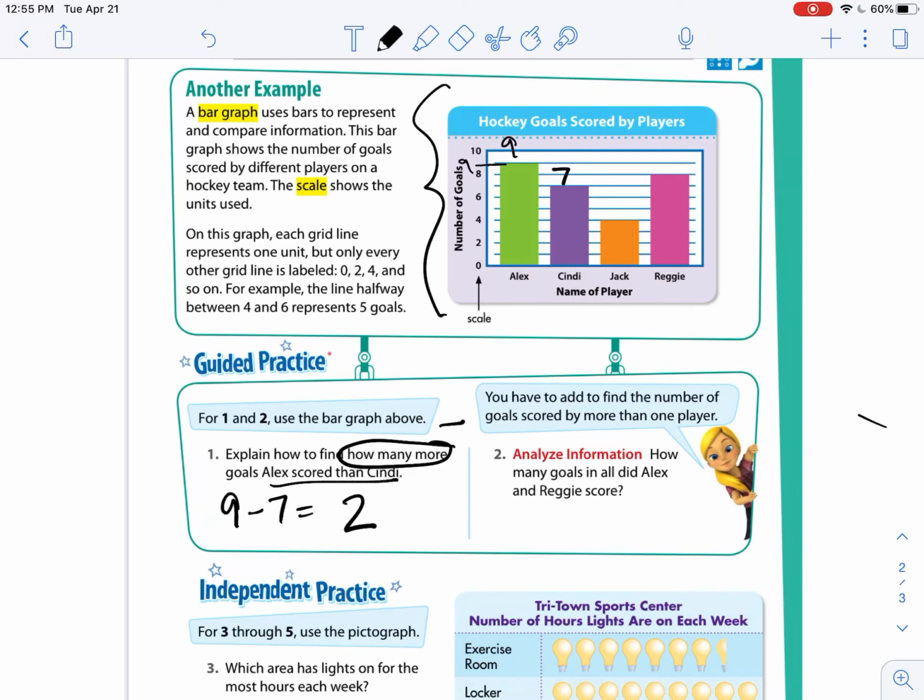How many goals in all did Alex and Reggie score? Well, I already know Alex, and I wrote that there, so I don't have to read that again. Now I just have to look at Reggie, and Reggie scored 8. So if I want to know how many in all, I would add those together. And 9 plus 8 equals 17.